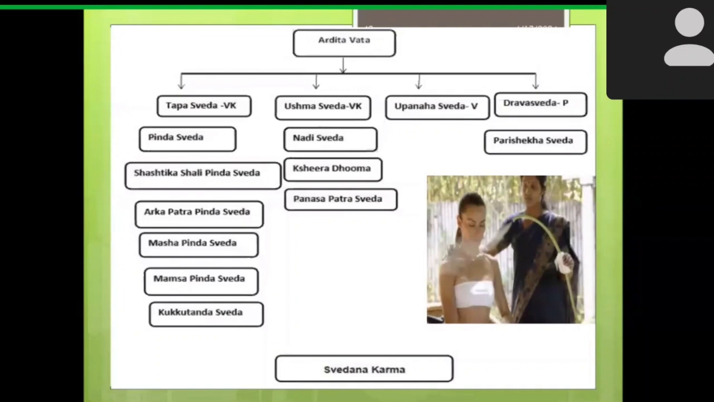Masha Pinda Sveda, Mamsa Pinda Sveda, they are the extreme Snigdha Svedas which are utilized in case of Ardita and Kukuta, and Sveda, especially in Marmabhigata conditions, can be utilized. And Ushma Sveda, in that condition, the Nadi Sveda and Kshirodhuma. Kshirodhuma in traditional practice, it is a Dashamula Kshirodhuma which is being used.